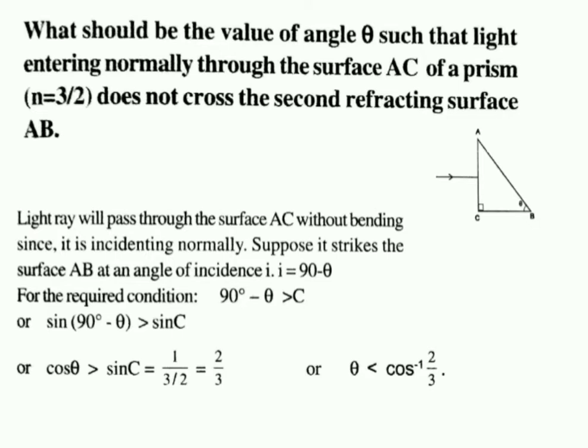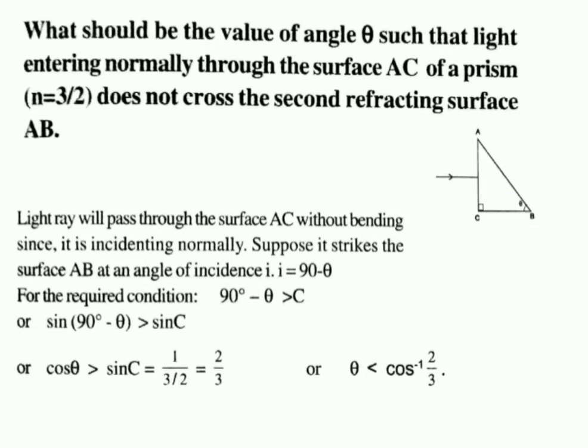Now look at one simple numerical related to prisms. What should be the value of angle theta, such that the light entering normally on the face AC of a prism, with refractive index 3 by 2, does not cross the second refracting surface? Just now I told you the condition for the light ray not to cross the second surface: it should be incident on the second surface and graze the surface. For this to occur, there should be total internal reflection at the second surface. Apply the condition.